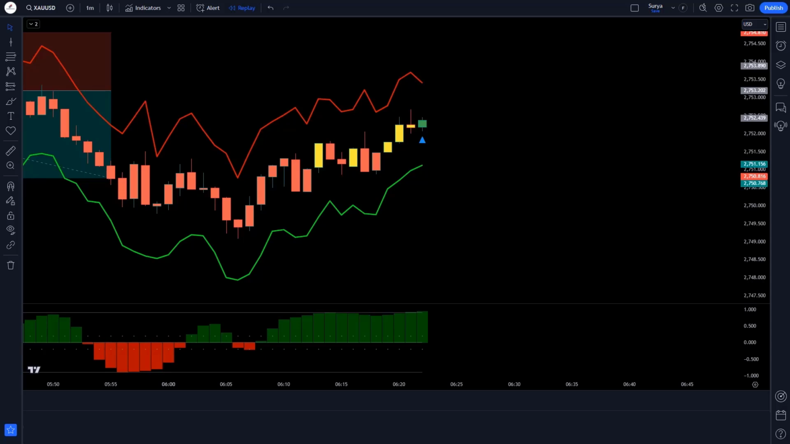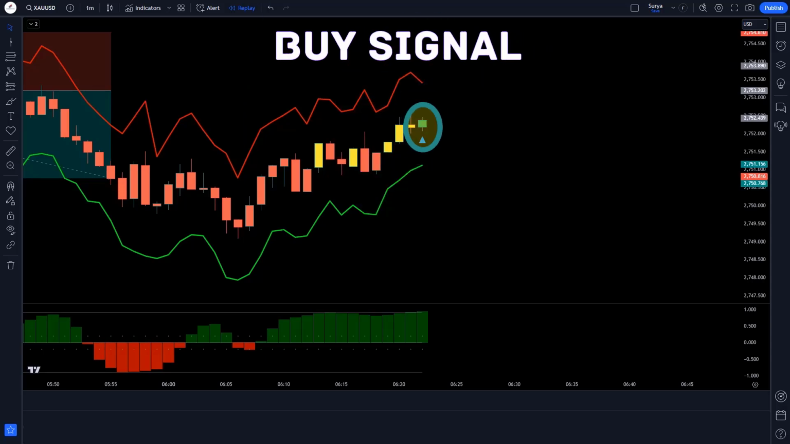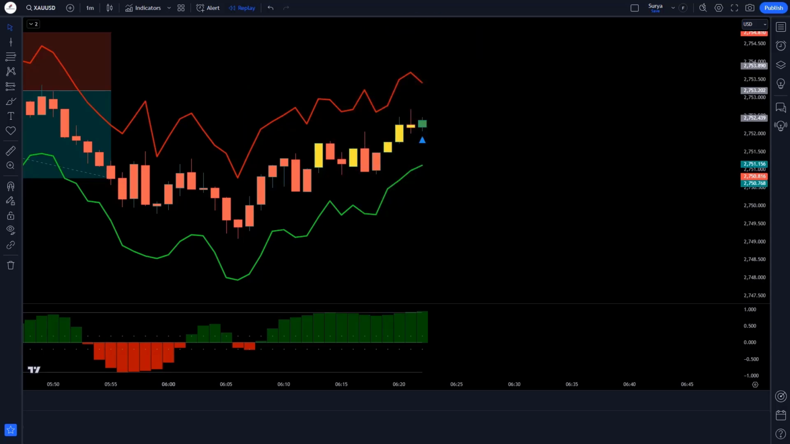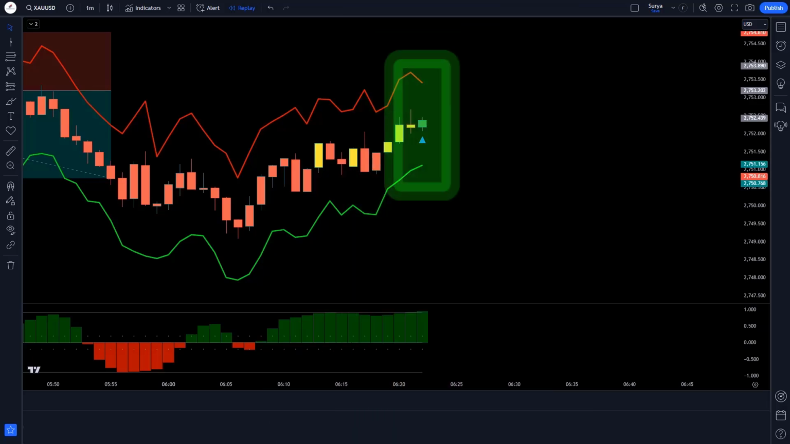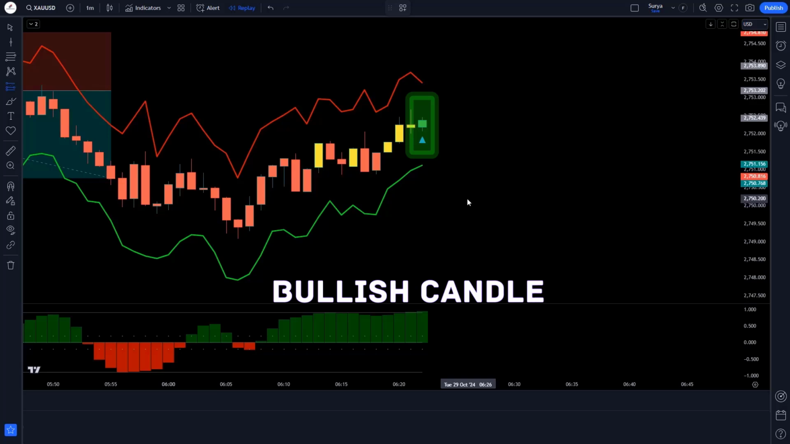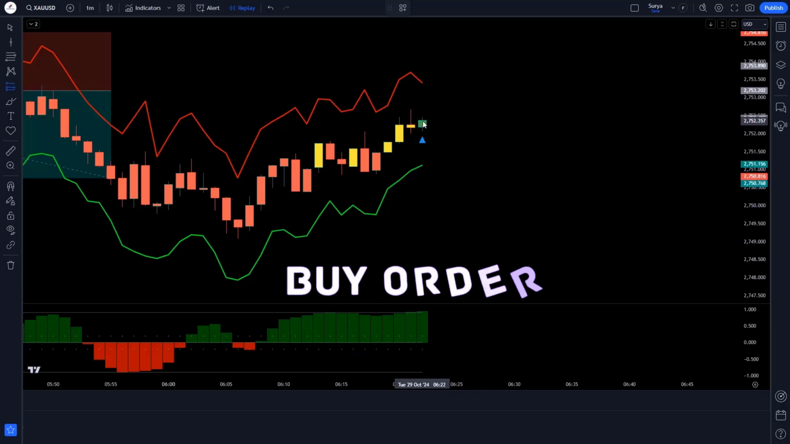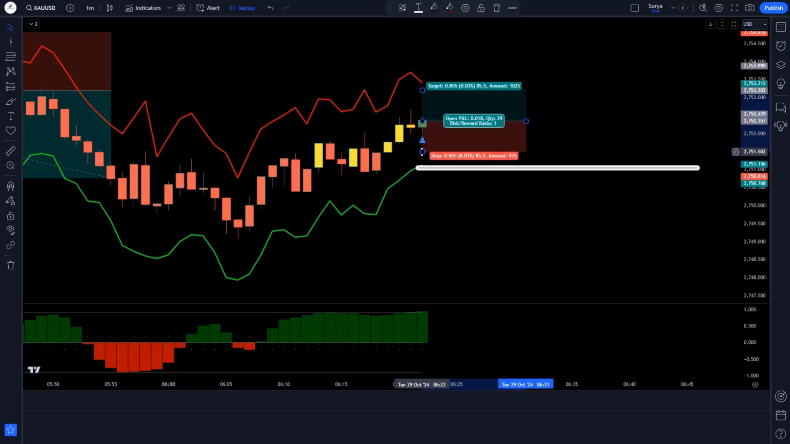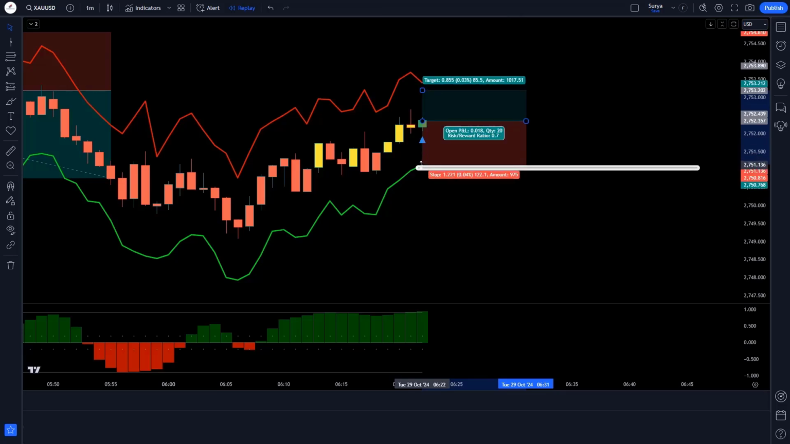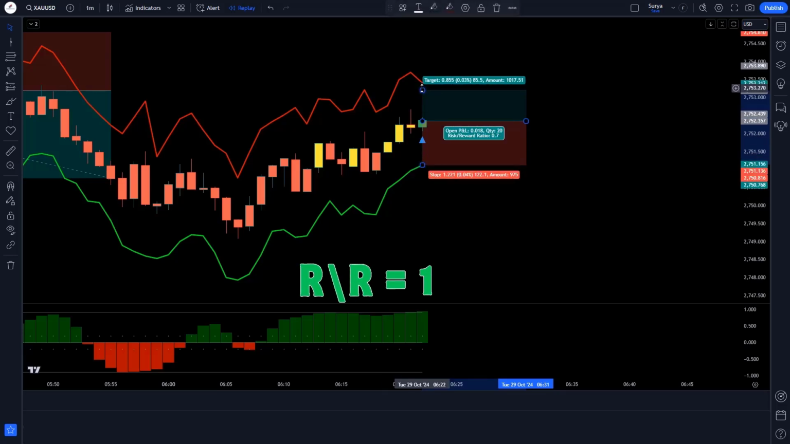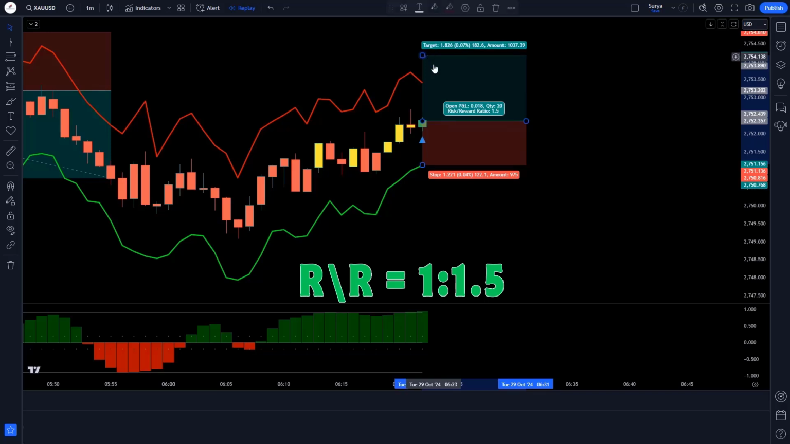When the simple EMA trend filter indicator gives us a buy signal, when the Premier RSI oscillator indicator forms a green histogram, and when the market forms a bullish candle, if this condition is met, we will take a buy order. Our stop loss is to be placed on this green line. And the risk to reward ratio will be 1 to 1.5.